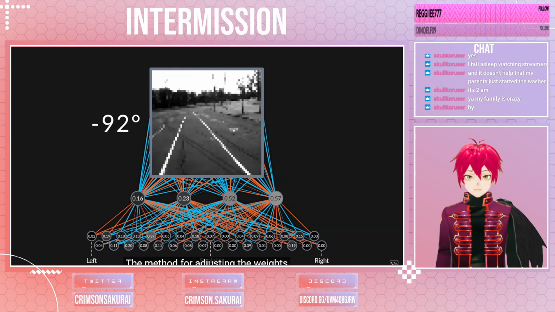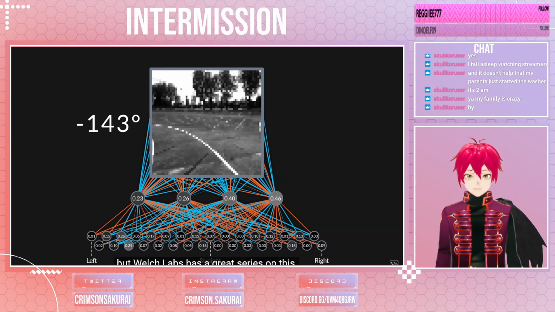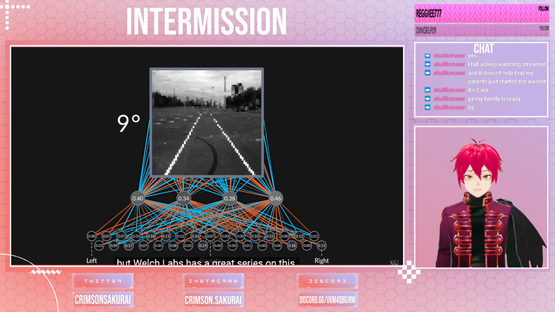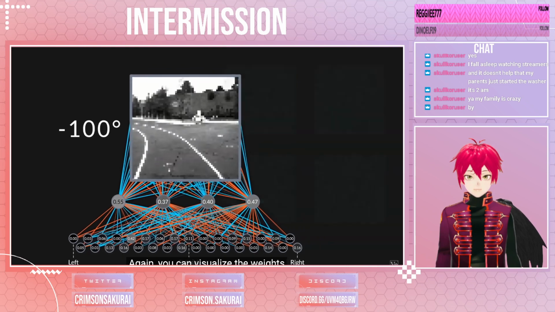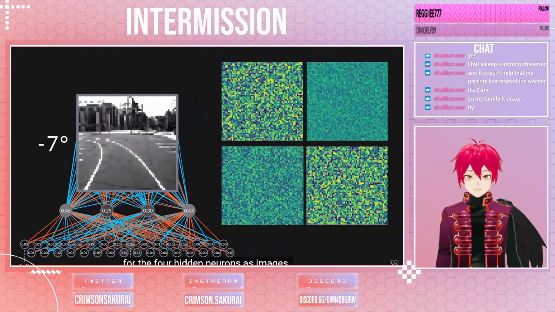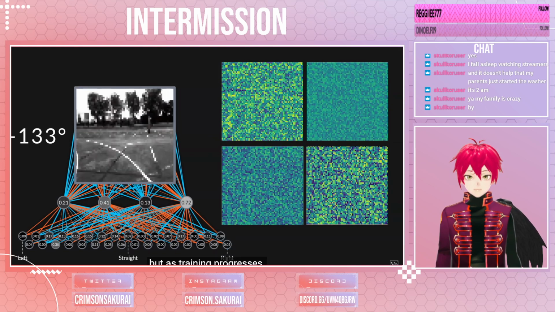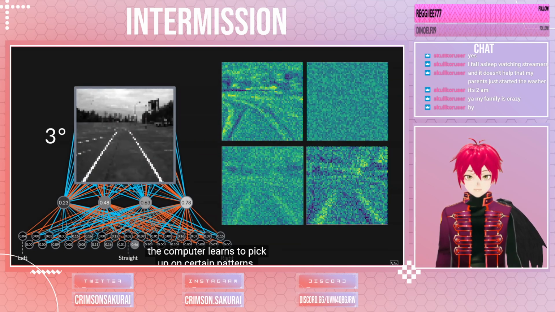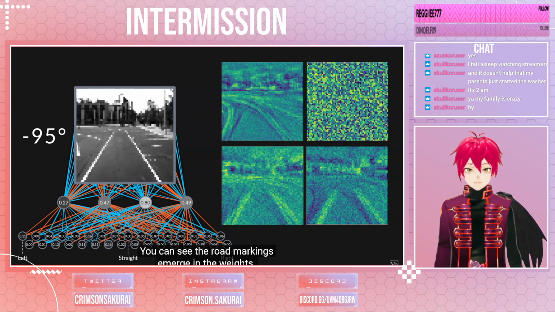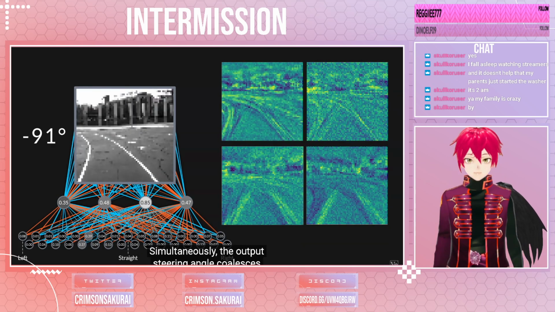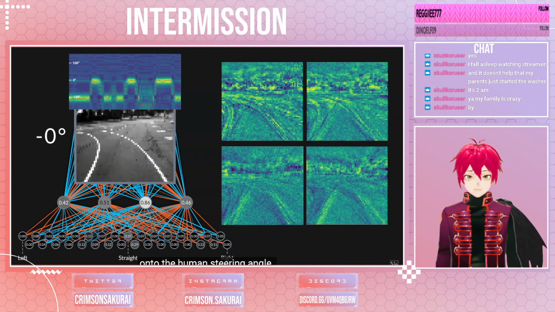The method for adjusting the weights is called backpropagation, which I won't go into here, but Welch Labs has a great series on this, which I'll link to in the description. Again, you can visualize the weights for the 4 hidden neurons as images. The weights are initially set to be random, but as training progresses, the computer learns to pick up on certain patterns. And you can see the road markings emerge in the weights. Simultaneously, the output steering angle coalesces onto the human steering angle.